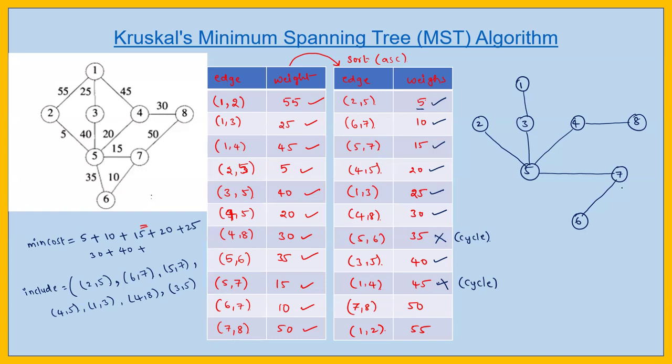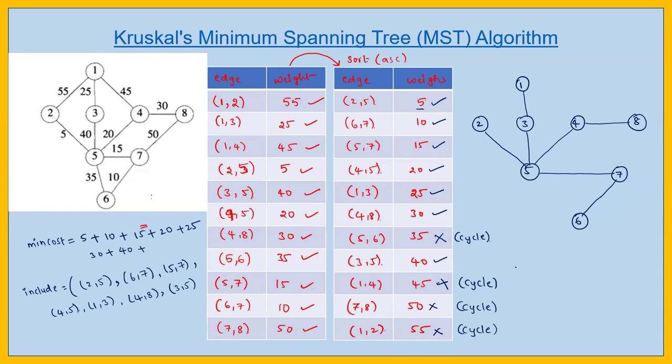7 comma 8. So if I connect this 7 comma 8, it will form a cycle. So what can I do? Can I include this one? I won't include this one, and I am going to represent this one, it will form a cycle. Next, and the last edge is 1 comma 2. If I include this 1 comma 2, again it forms a cycle. So again I am going to ignore this one, and why I am ignoring, it is going to form a cycle. So like that I have completed all, I have tested all these edges.